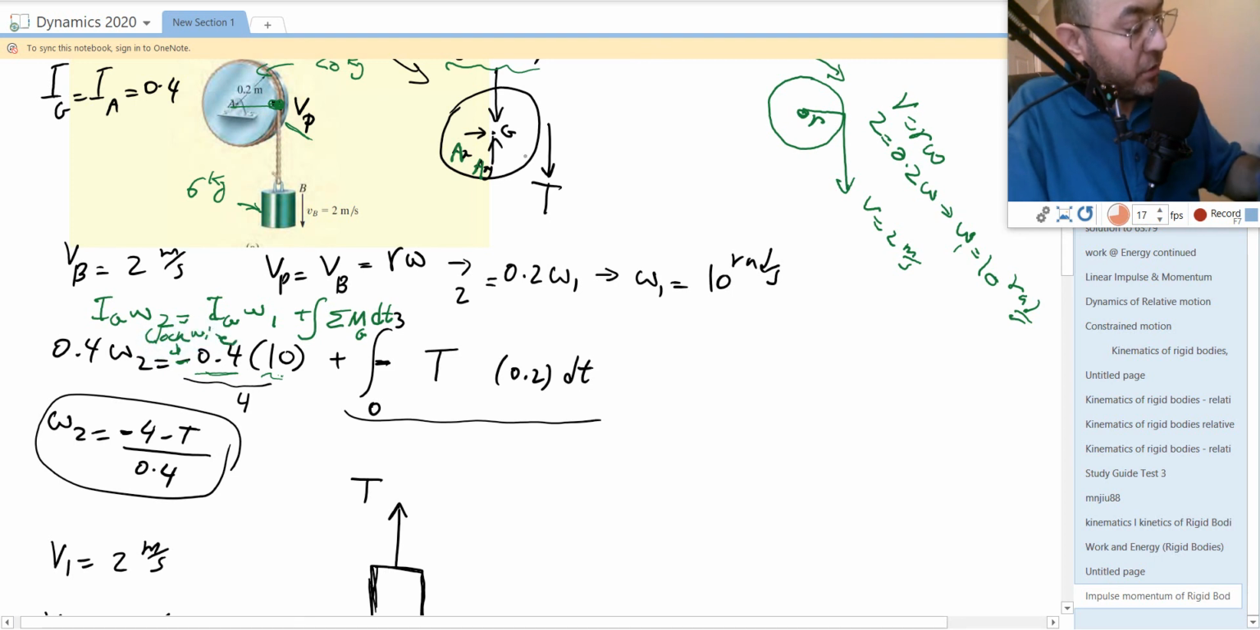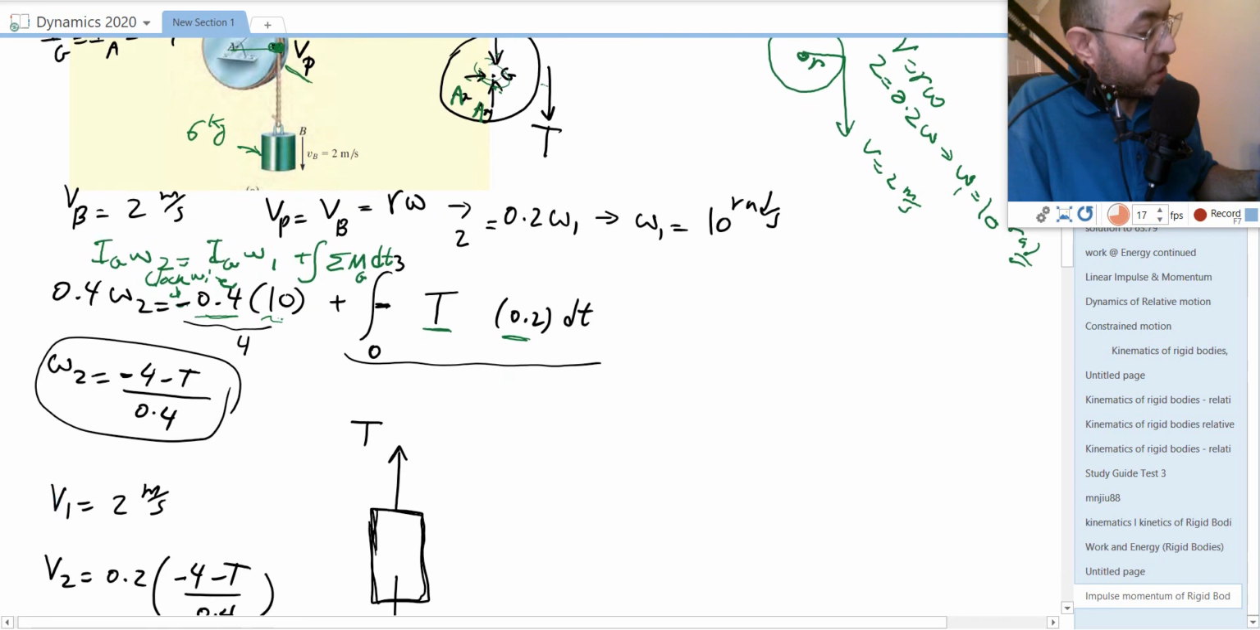Now on the moment about point G. If you want to calculate the moment about point G, you have three forces that are already on the point G. We are just left with T. So that T will be times the radius, which is 0.2, going clockwise. So it will be minus T times 0.2 dt. The time of integration is from 0 to 3 seconds. So after we finish our calculation, we find the relationship. This relationship is between omega 2 and the T, the tension. But how can we find the tension?